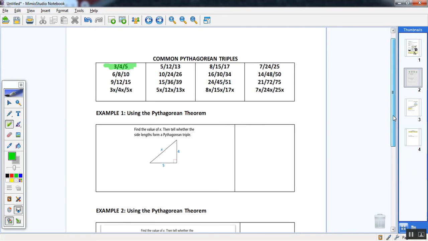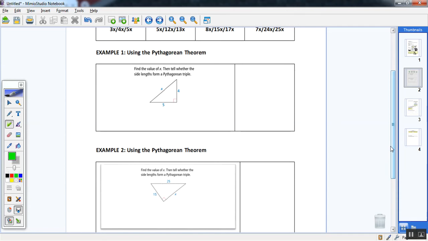You guys are going to help me and tell me what to do. Show of hands on this using Pythagorean Theorem. You should be able to nail this right here. It says find the value of x, then tell whether the side lengths form a Pythagorean triple. Okay. Tell me what to do here, kids. We're trying to find an unknown. What do I have to do?